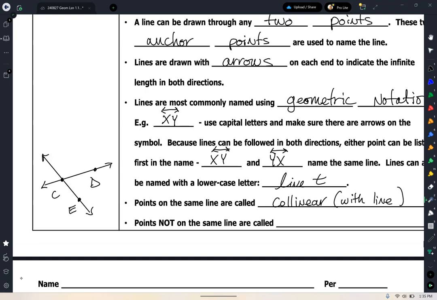Now, I got another question for you. And we're talking about straight paths only, right? Because that's what we said we were talking about this class. Are points C, D, and E collinear? 1 for yes, 2 for no. Can you draw one straight path through points C, D, and E?